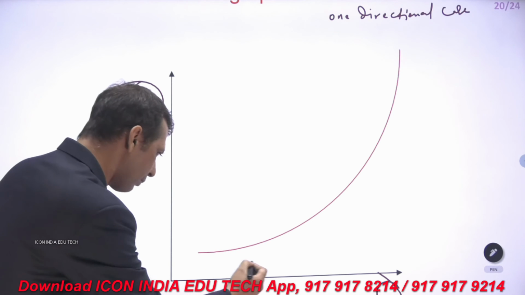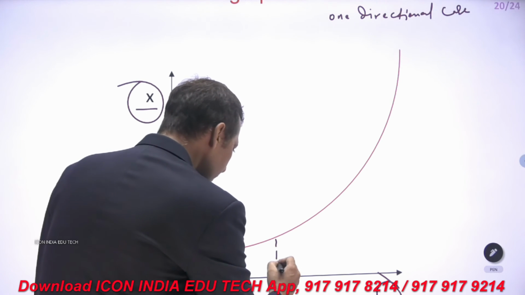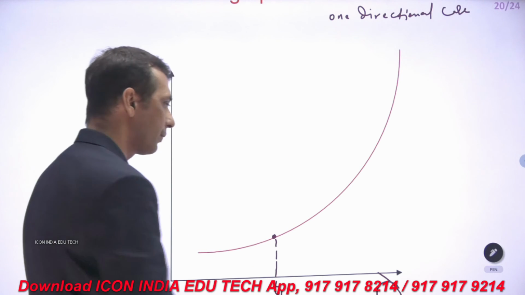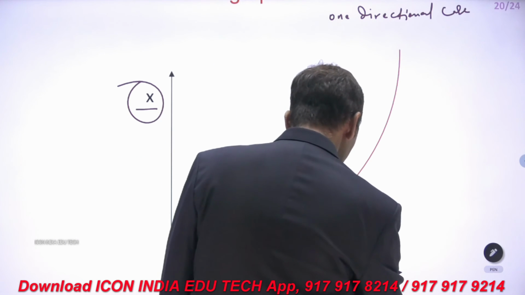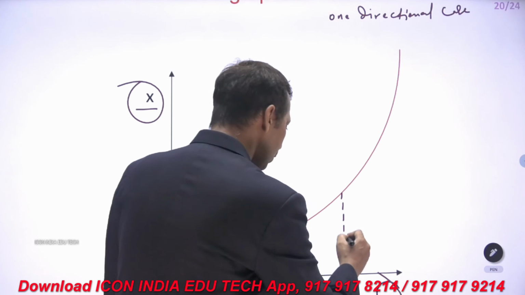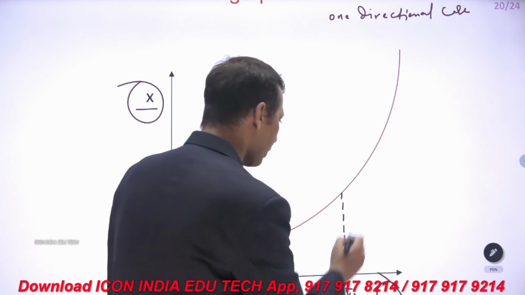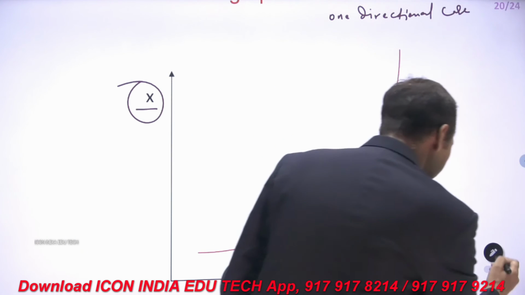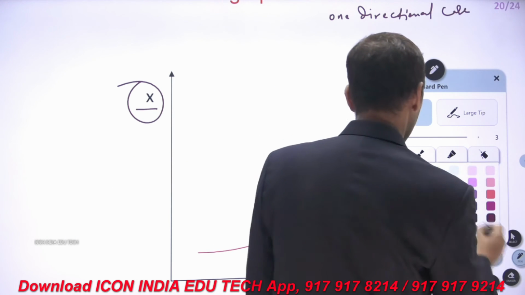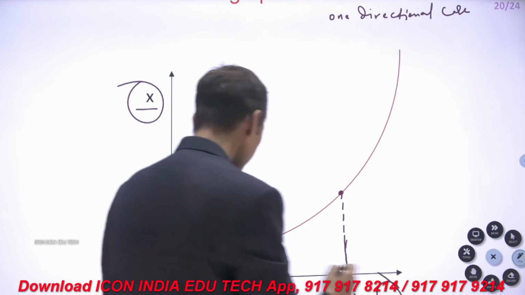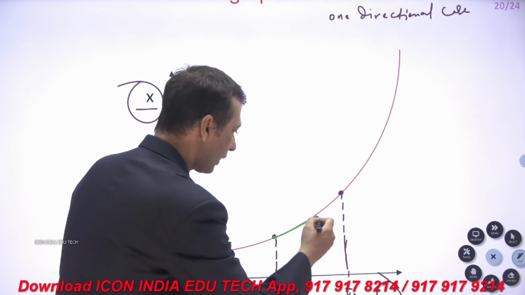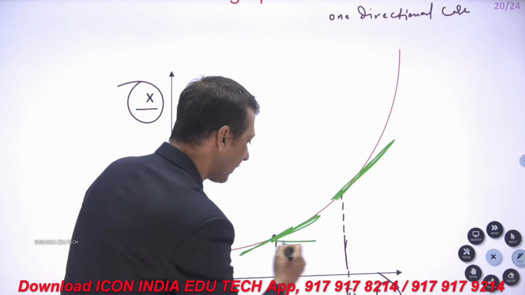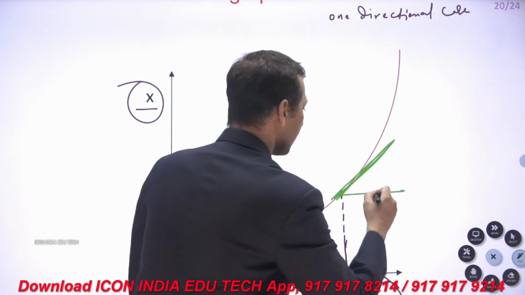Consider a time moment t1, and at time t1, this is the corresponding point on the graph. Now select another time t2. At time t2, we have another corresponding point on the graph. Draw tangential lines at these points. Here the tangential line drawn is like this, and this angle is theta 1. This angle is theta 2.